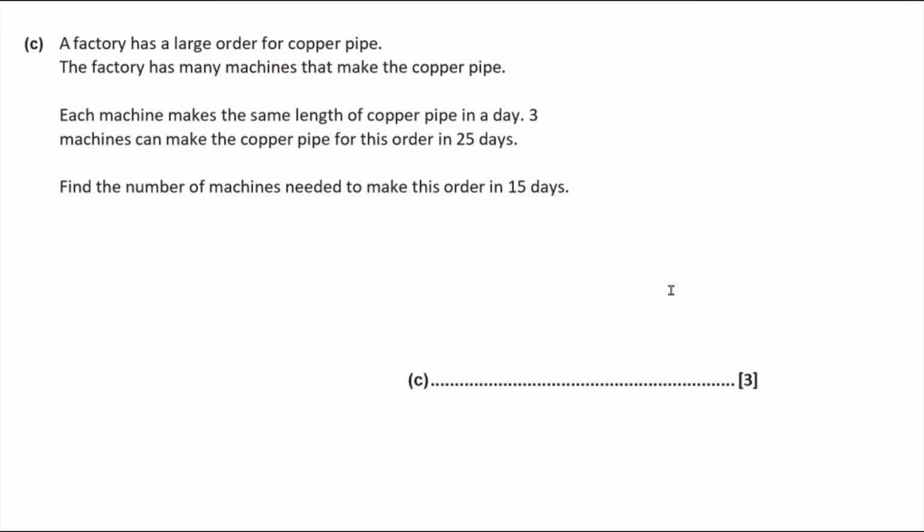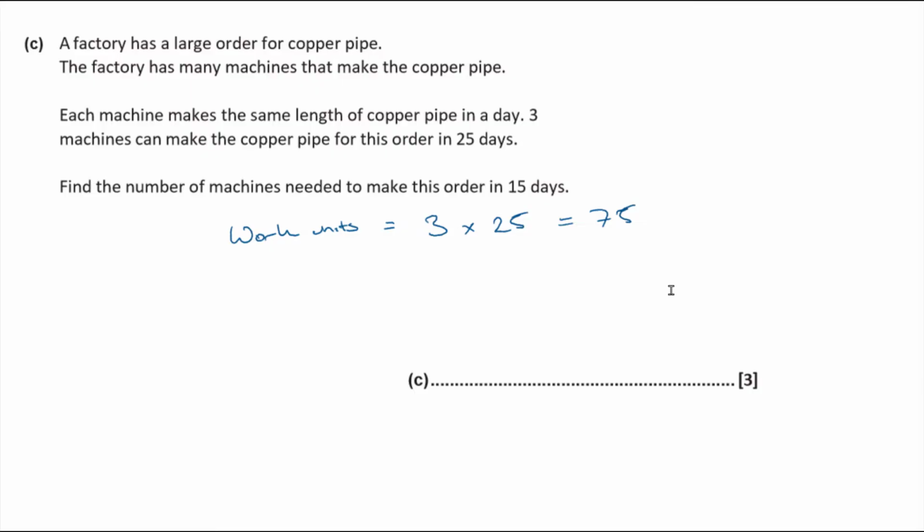Okay. Well, if you've got 3 machines working for 25 days to make the amount of pipes that they need, I kind of considered that to be the number of work units required. So if I've got 3 machines and they work for 25 days, then that is 3 times 25. That is 75 work units of work that need to be done, isn't it, if you think about it? I suppose you could think about it as 75 straight days of work.